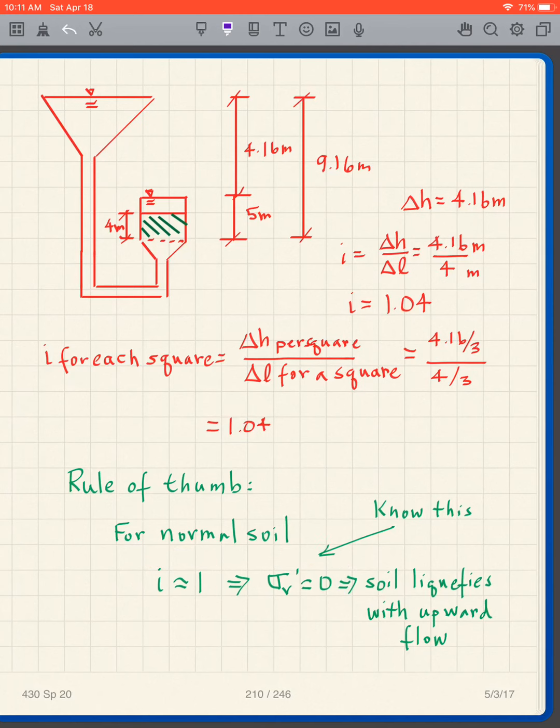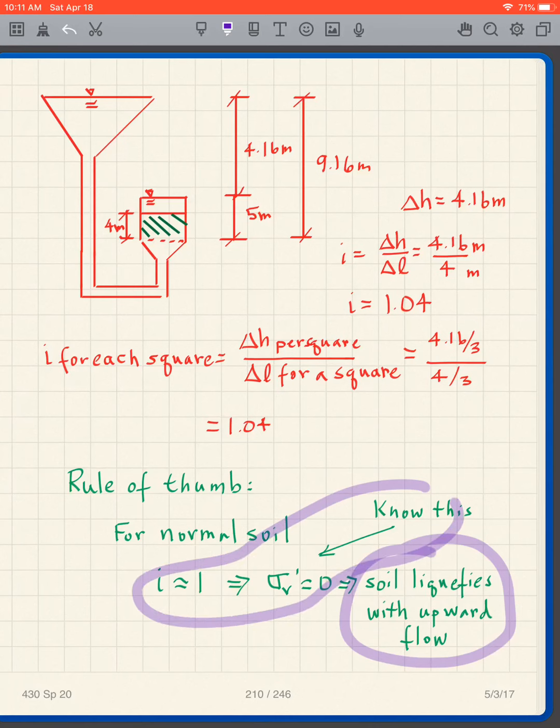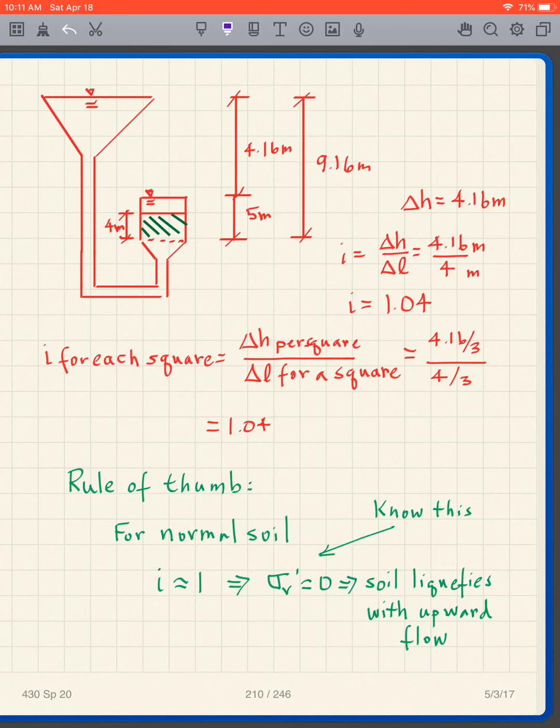If sigma V prime equals 0, remember the effective stress is basically the contact stress between the soil particles. If the contact stress between the soil particles is 0, that means the particles aren't really touching. And if the particles aren't touching, then the soil has liquefied. The particles are floating in the water. The soil has no strength. This is somewhat of a rule of thumb. It works pretty well in a lot of different cases, and it is a way that we can determine whether our soil has liquefied.